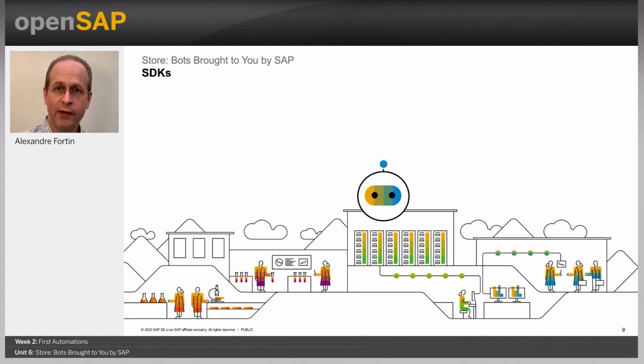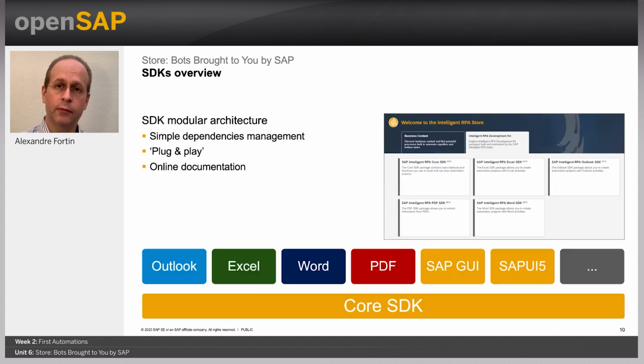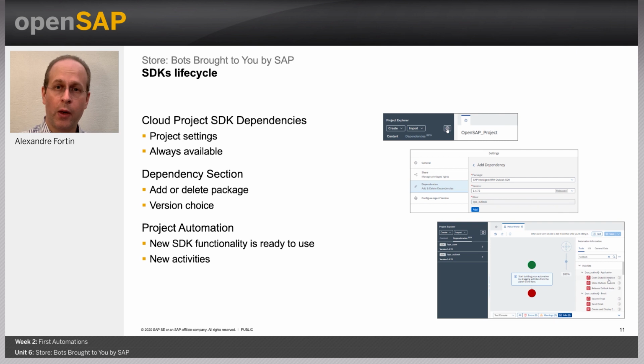And let's talk about the SDKs, the feature packs. Our SDK is modular by design. We put in place simple dependencies management. Once added within your project, the corresponding activities will be available. In the help portal, each activity is then documented. Within the project settings, we display the list of SDKs embedded within your project. You can add or delete a package, or update it. And as mentioned before, with each SDK, a set of new activities will be available.